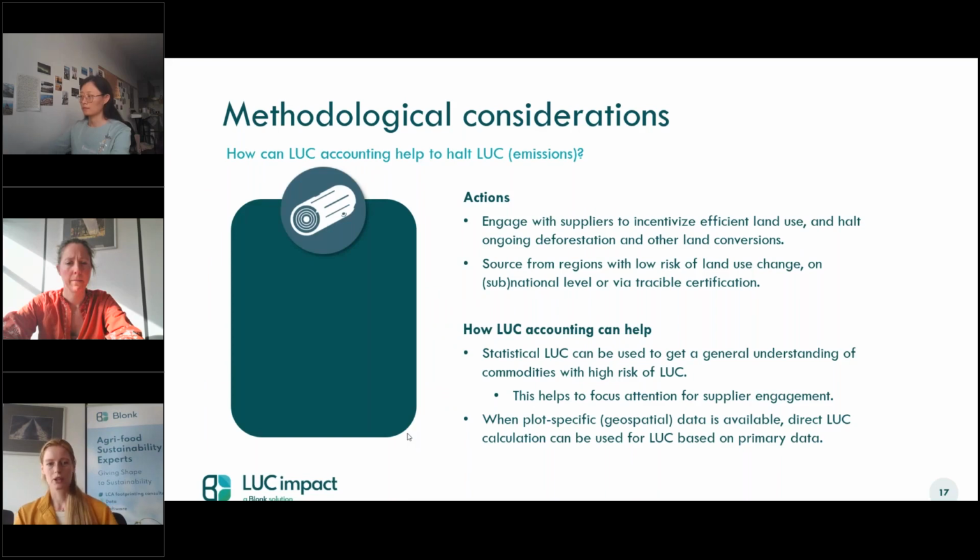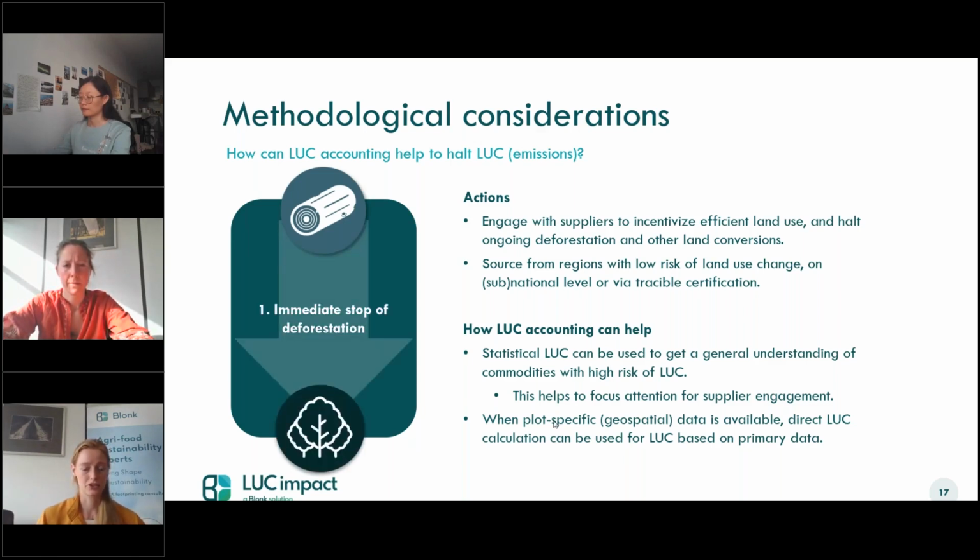Then stepping a bit away from these specific methodologies and looking back at these 3 mitigation strategies that we identified before, how can we link these two together? The first one that we talked about is immediate stop of deforestation and land use change that is ongoing. For that, engagement with suppliers is important. It's not just about shifting away from regions where deforestation is occurring, but also about engaging with those suppliers and making sure that they stop any ongoing land conversions as soon as possible, and showing that there is a real incentive throughout the whole supply chain for that.